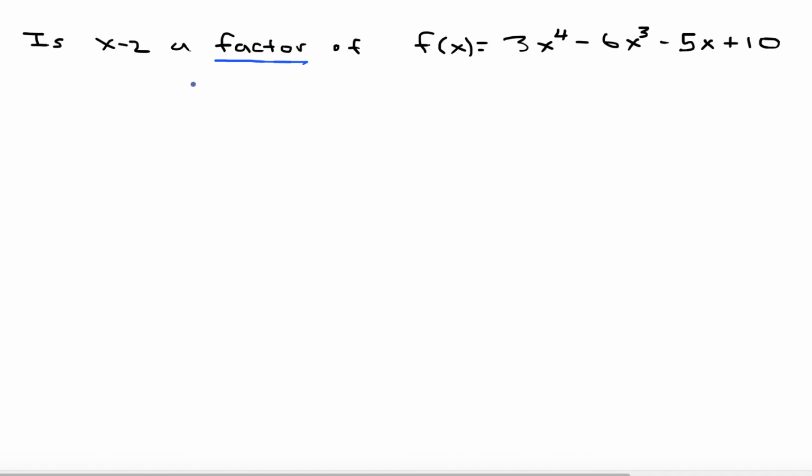Remember, what happens if the remainder is 0? If the remainder is 0, then it is a factor. If the remainder is not 0, then it's not a factor. So to determine if it's a factor or not, all we have to do is divide them and see what the remainder is. So let's go ahead and divide it.